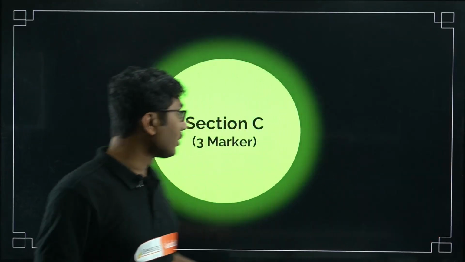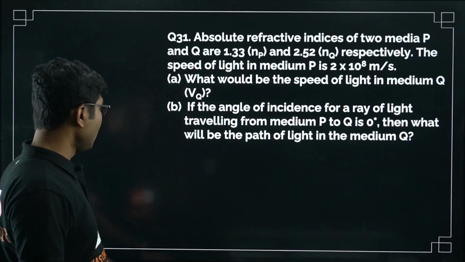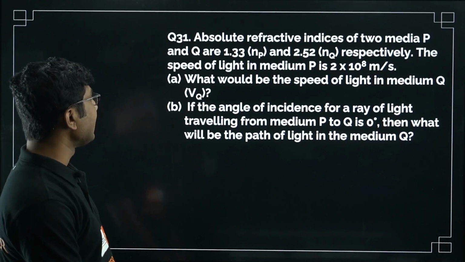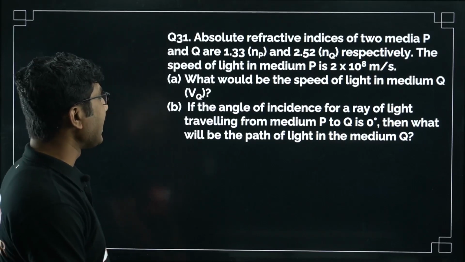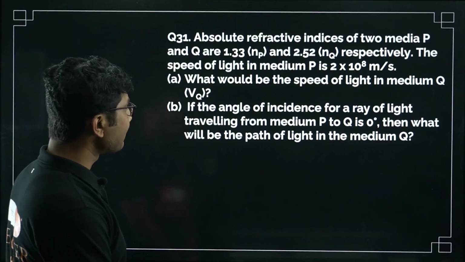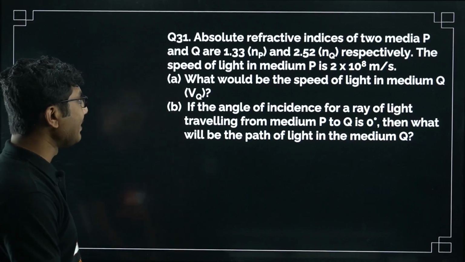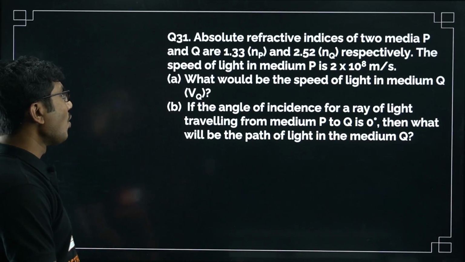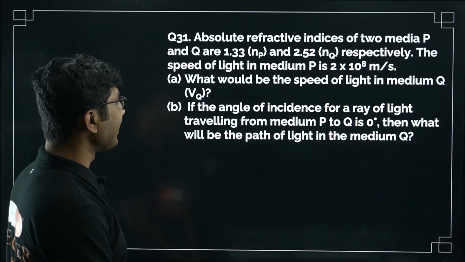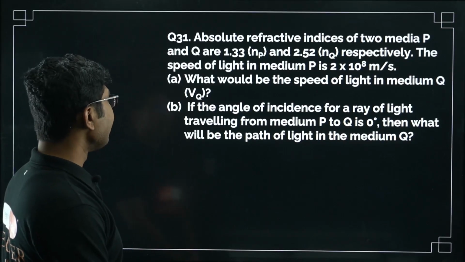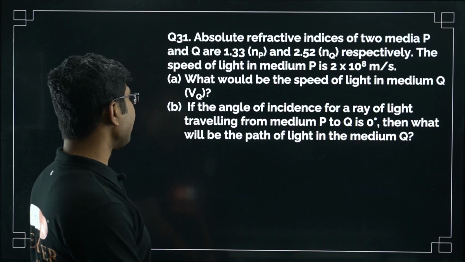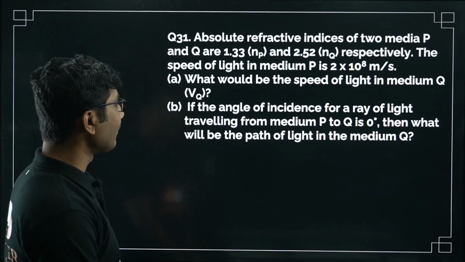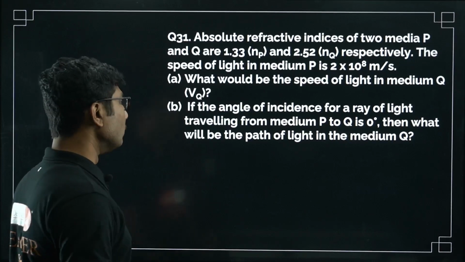Now let's move on to the 3 marker question. Absolute refractive indices of two media P and Q are 1.33 (Np) and 2.52 (Nq) respectively. The speed of light in medium P is 2 into 10 to the power 8 meter per second. What would be the speed of light in medium Q, Vq? If the angle of incidence for a ray of light traveling from medium P to Q is 0 degree, then what will be the path of light in the medium Q?